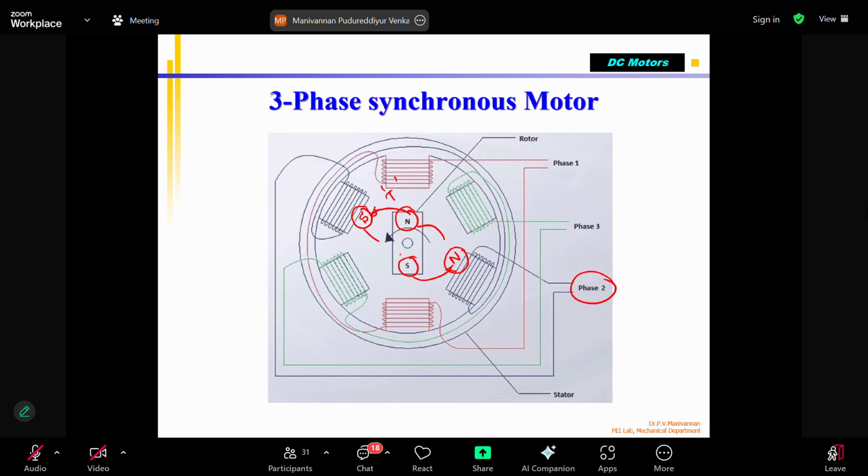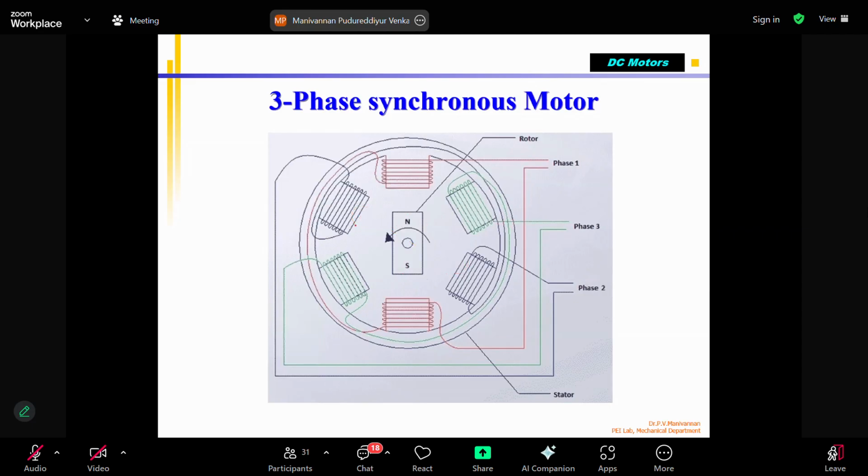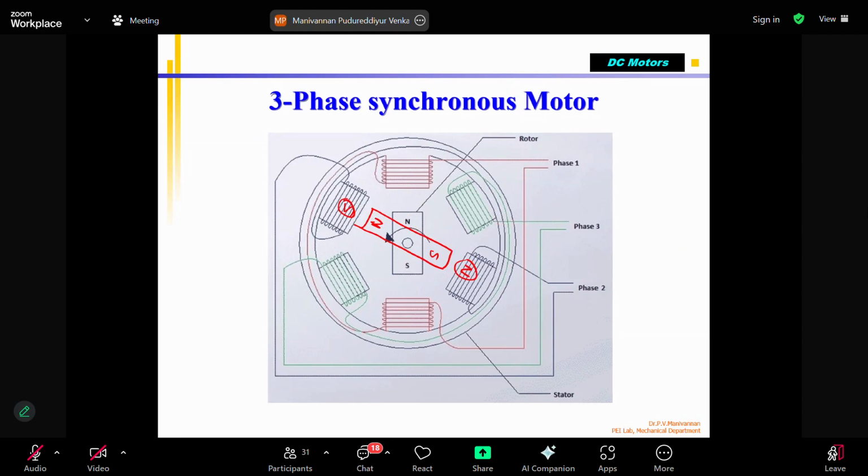That means it will align like this. Correct? You will see that after some time, the rotor will be attracted. This is north pole, this is south pole; this is south pole, this is north pole. Because at this particular time instant, this has become south pole, as the maximum flux is there at the peak.